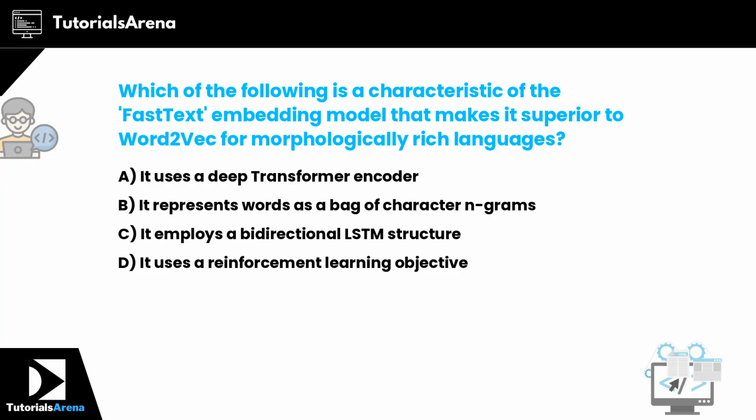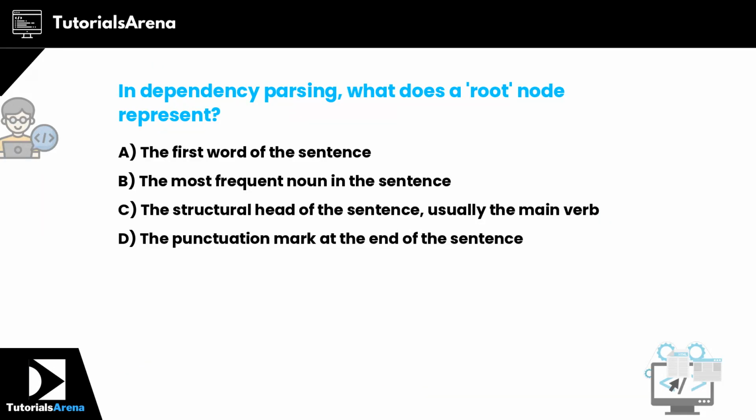Which of the following is a characteristic of the fastText embedding model that makes it superior to Word2vec for morphologically rich languages? The correct answer is option B. It represents words as a bag of character n-grams. In dependency parsing, what does a root node represent? The correct answer is option C, the structural head of the sentence, usually the main verb.